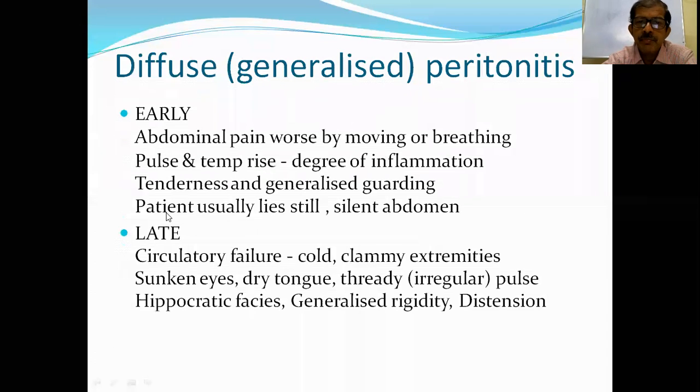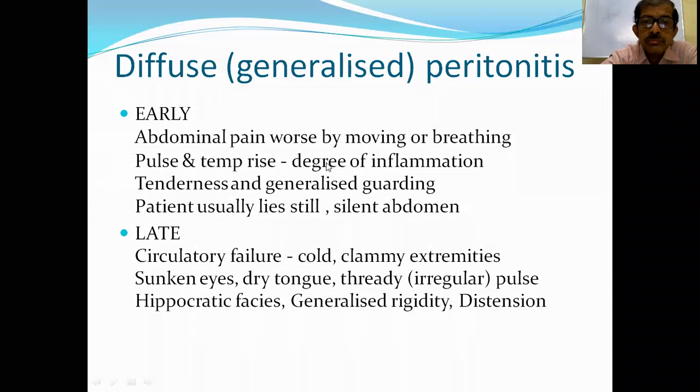So what are the symptoms of diffuse peritonitis? In the early phase, there will be abdominal pain worse by moving. So that's why the patient usually lies still. Even breathing can produce increased pain. So that's why there is improper respiration leading to lung complications, because of the pain only.